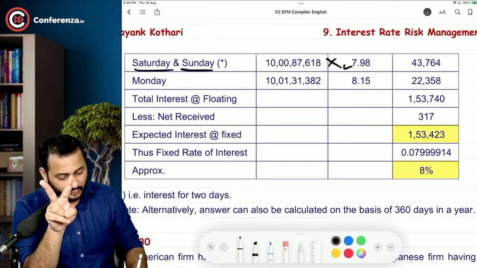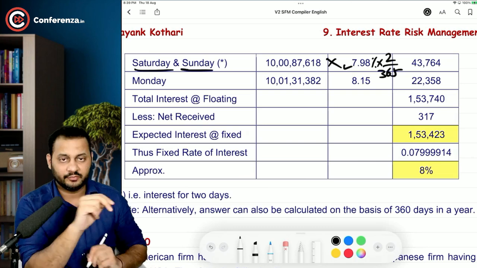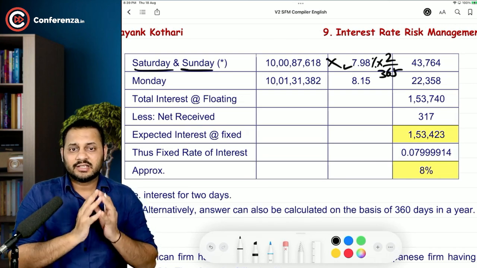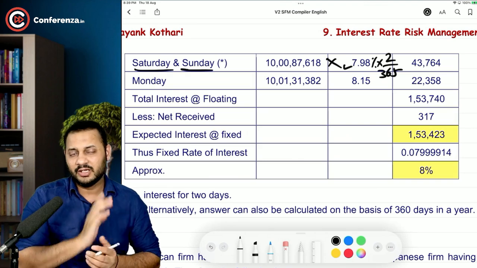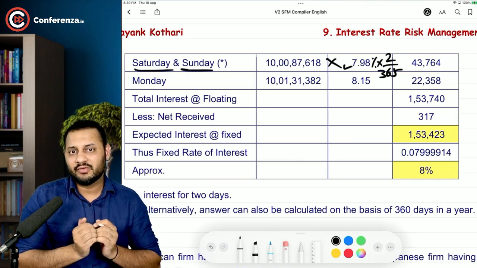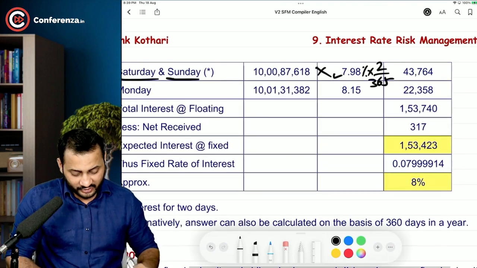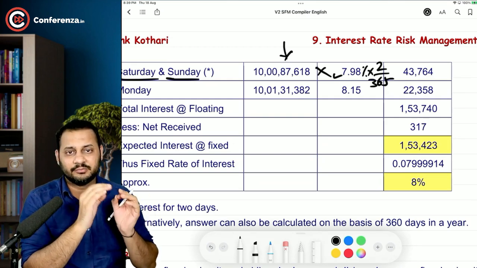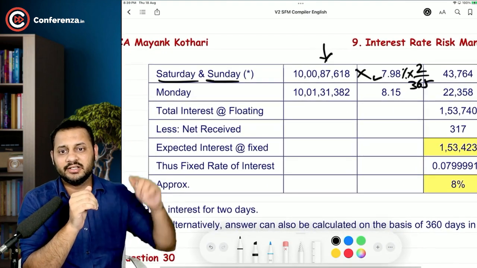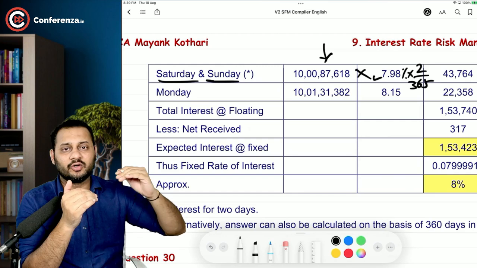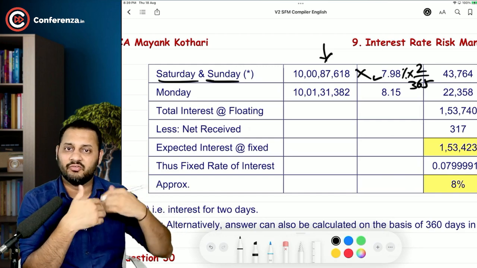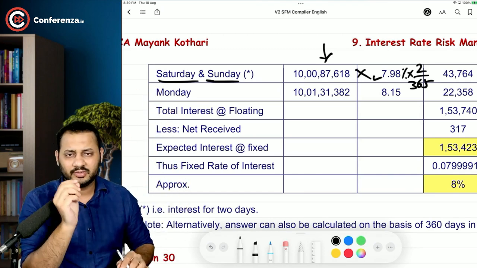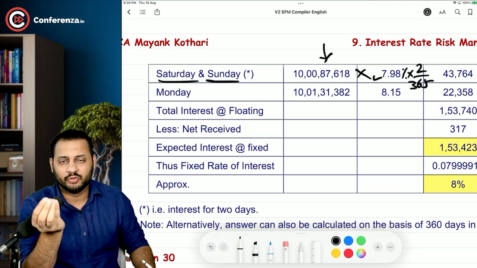Understand? Into this much percent multiplied by 2 by 365, because 2 days' calculation will happen. Now you might agree there is some mistake in that. Saturday's compounded value is not considered. When you multiply by 2 by 365, Saturday's compounded value for Sunday is not considered. In fact, for Sunday, Friday's value is considered. So that's something wrong in this table. What you can do instead is, after Saturday, create another row for Sunday and apply 7.98% once again. That will make sure that you are considering Saturday's interest also in the principal value. That's okay, but that will be hardly some rupees of difference.